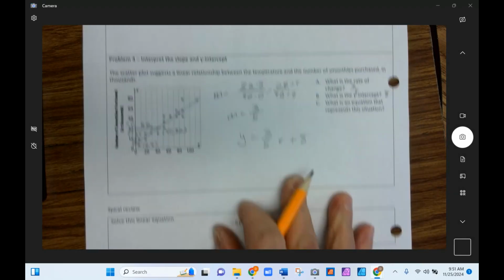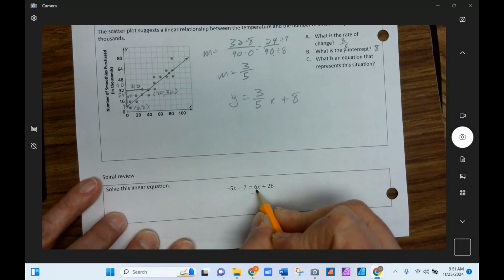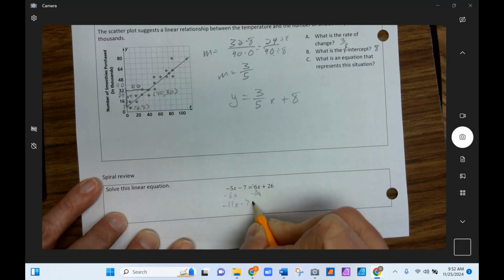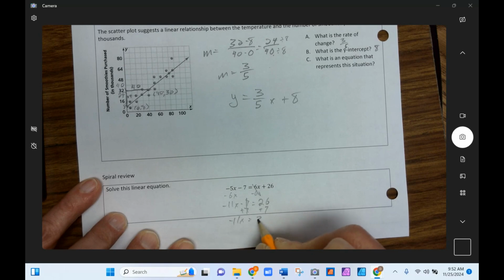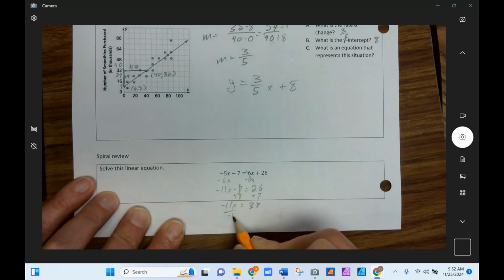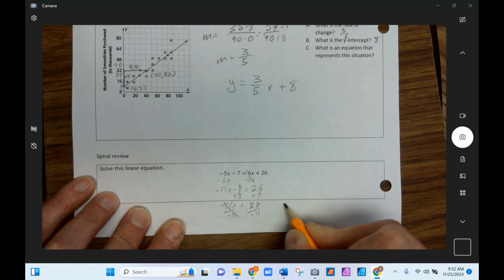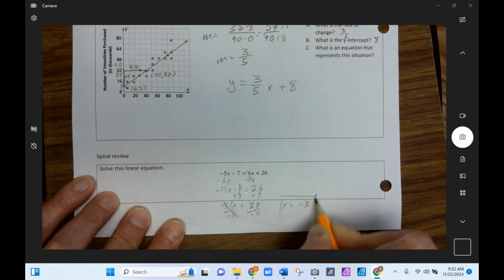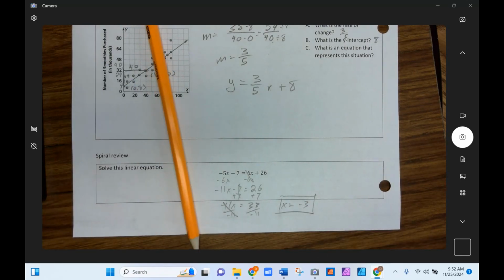Okay. Solve this equation. I'm going to subtract 6x to the other side to get negative 11x. I'm going to add 7 to the other side. These are my inverse operations to get to 33. I'm going to divide by negative 11. And I get x equals negative 3. There you go.